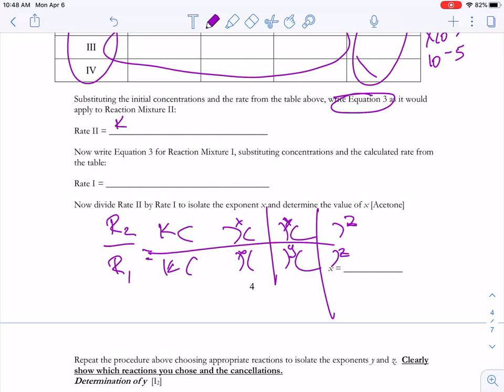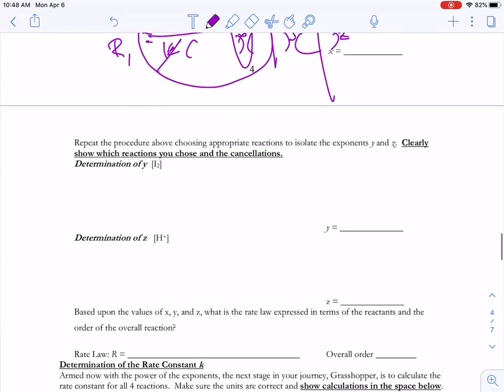And what you're going to do is you're going to make two of these concentrations cancel out, and the K's are going to cancel out, and then you're going to be able to figure out what the value is for X. Okay? So then you're going to do that with Y, where you're going to solve for the concentration of the iodine, and then you're going to solve for the concentration of your hydronium ions.